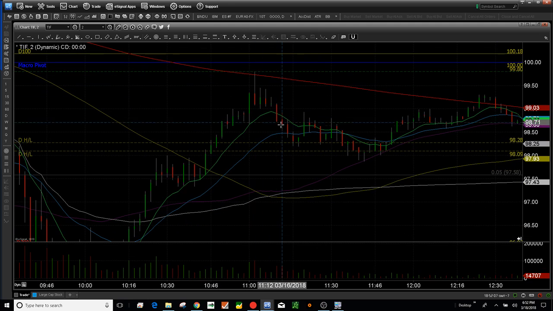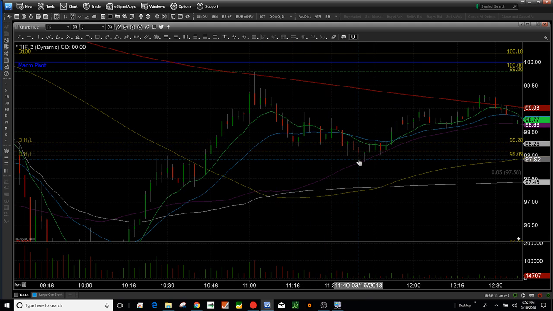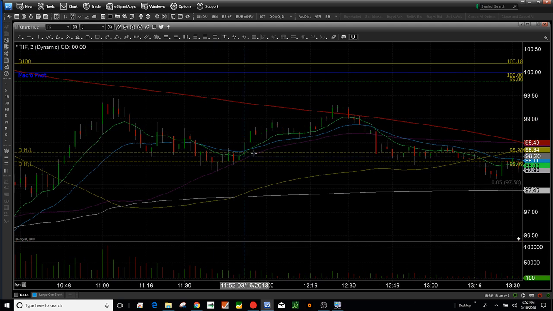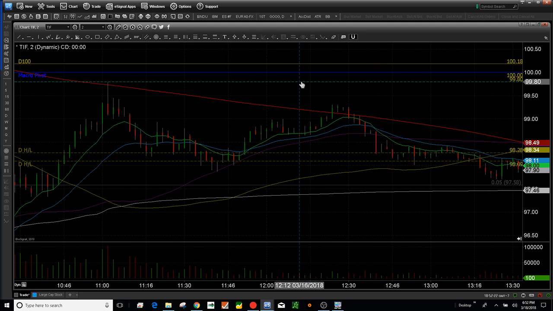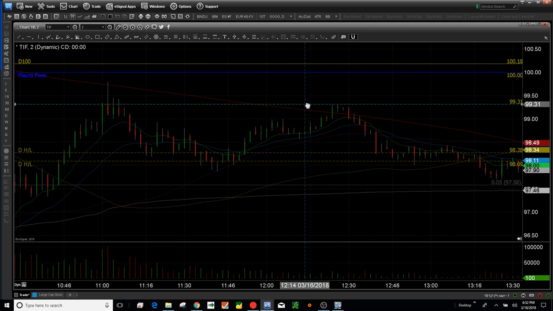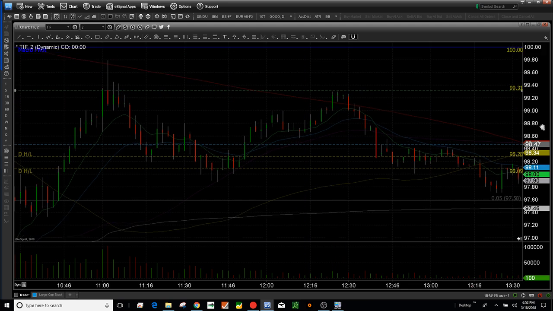And take a short through here. It did pretty good. You could have picked up almost 2 points there. As it came back up and began to fail off of here, I took this again in my demo account, and I said, hey, I'm going to get short through here.